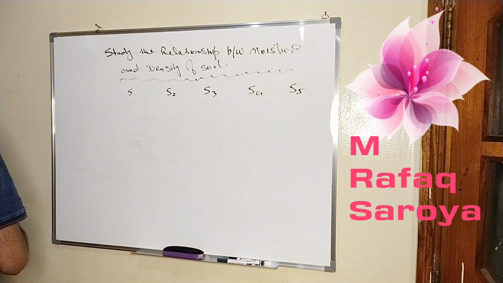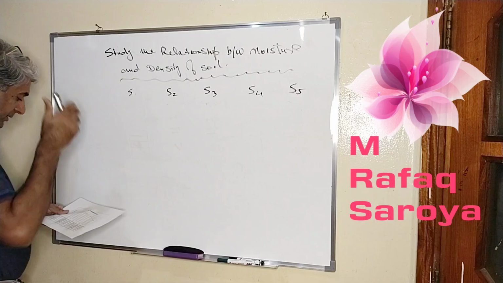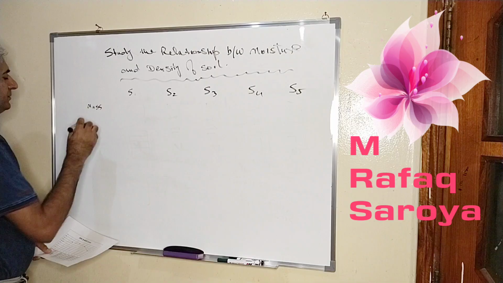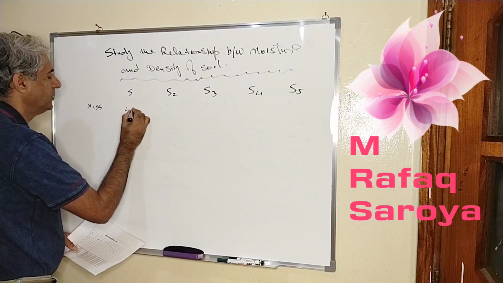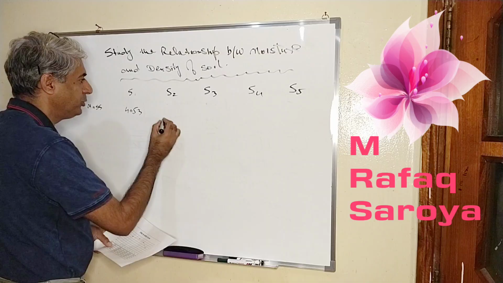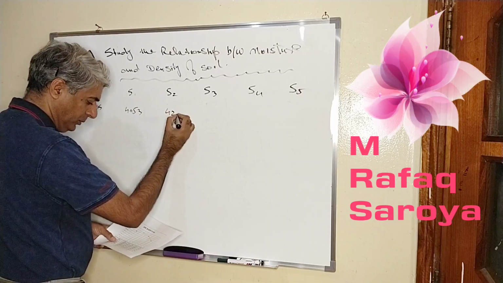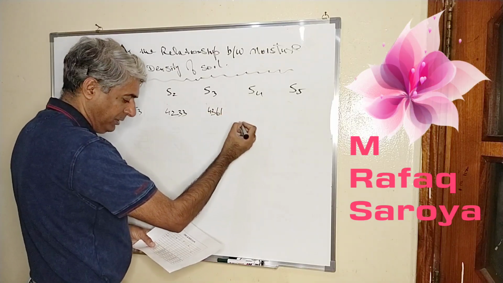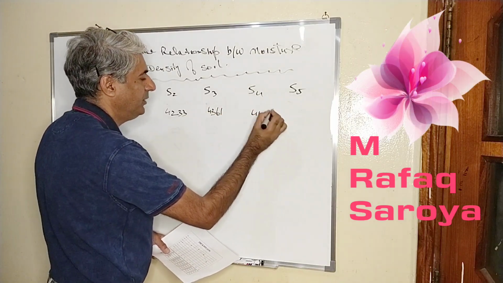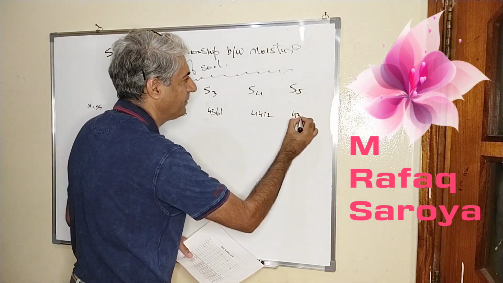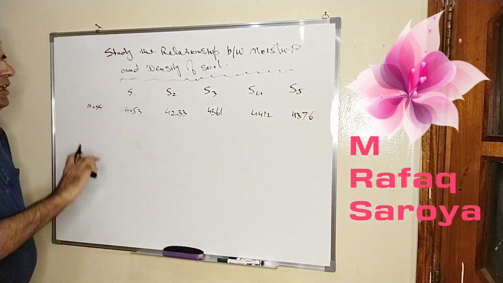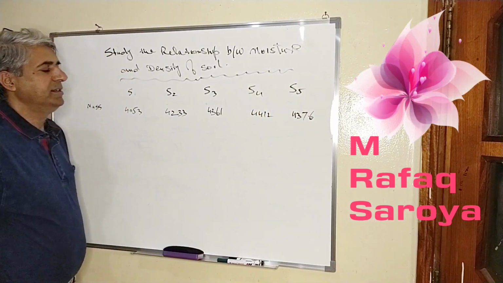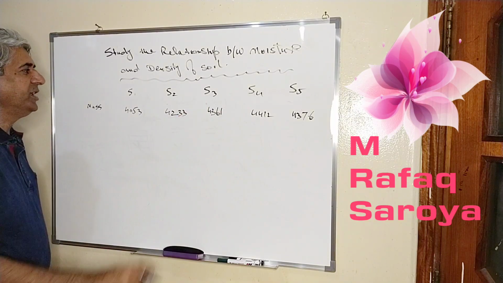First of all, the sample number 1, its mass is 4053, sample 2 is 4233, 4361, 4412, and 4376. I had already explained to you that as more water is added, the mass of the soil increases up to a limit and then reduces. You have seen it over here.